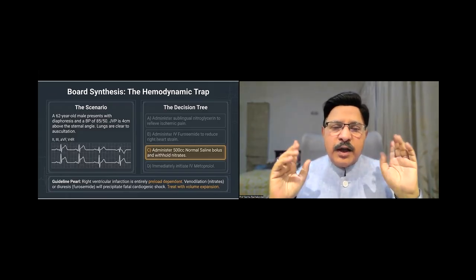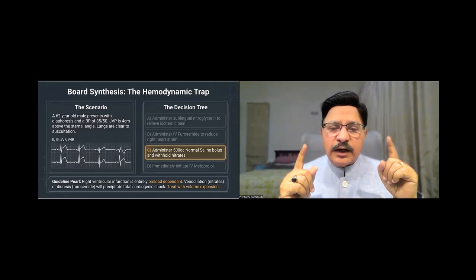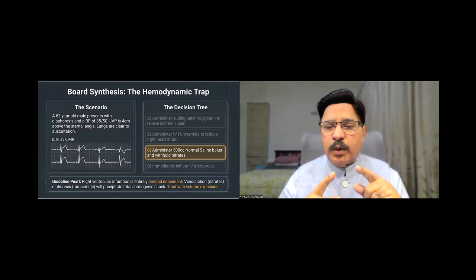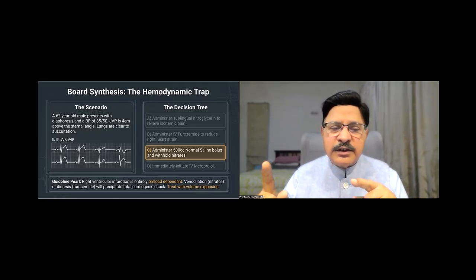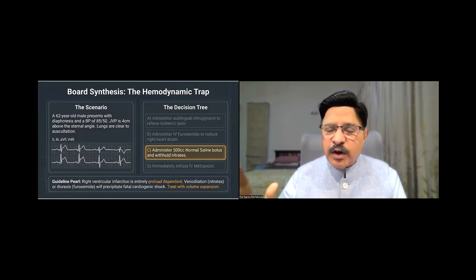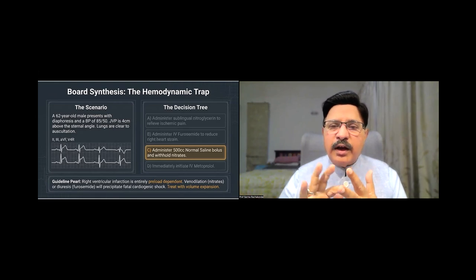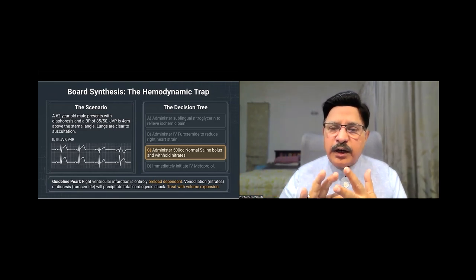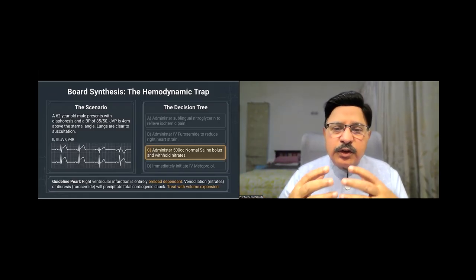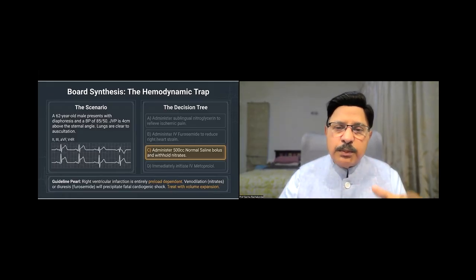low blood pressure. Right ventricular infarction is entirely preload dependent. How do I improve the preload? Venodilatation, nitrates, and diuresis will precipitate fatal cardiogenic shock. So diuretics should not be given, and nitrates should not be given, because nitrates reduce vascular tone and produce venodilatation. What do I do? Treat with volume expansion. This is a board question, and if you know this, you will save many patients with this presentation.